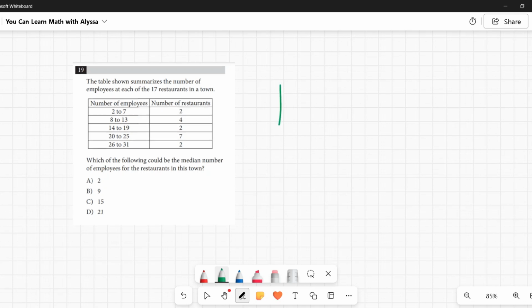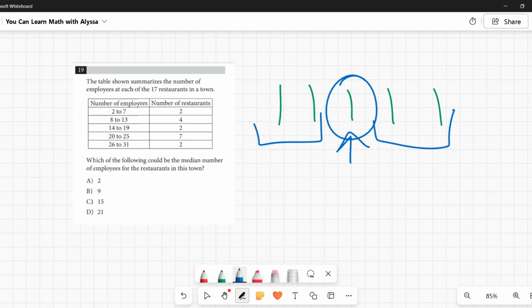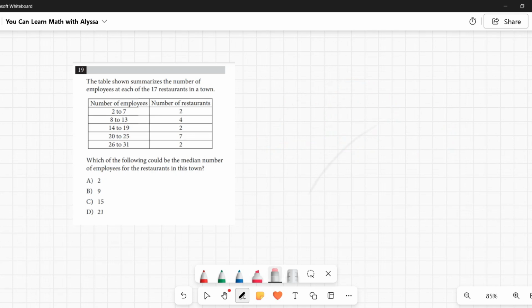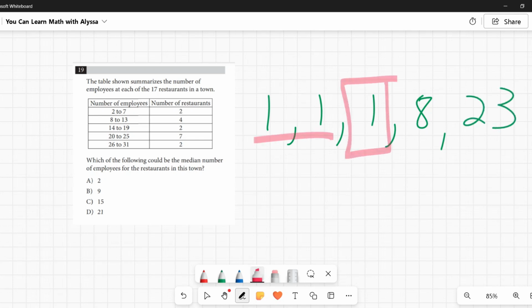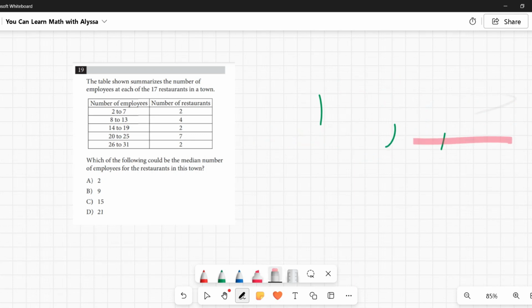So if I have 5 terms, the median would be the term that is physically in the middle. That's the median. It doesn't mean it's the average, because you could have something like 1, 1, 1, 8, 23. 1 is the median because it's the number that's physically in the middle of that list. So if you have an odd number of terms, there will be a number that is precisely in the middle.